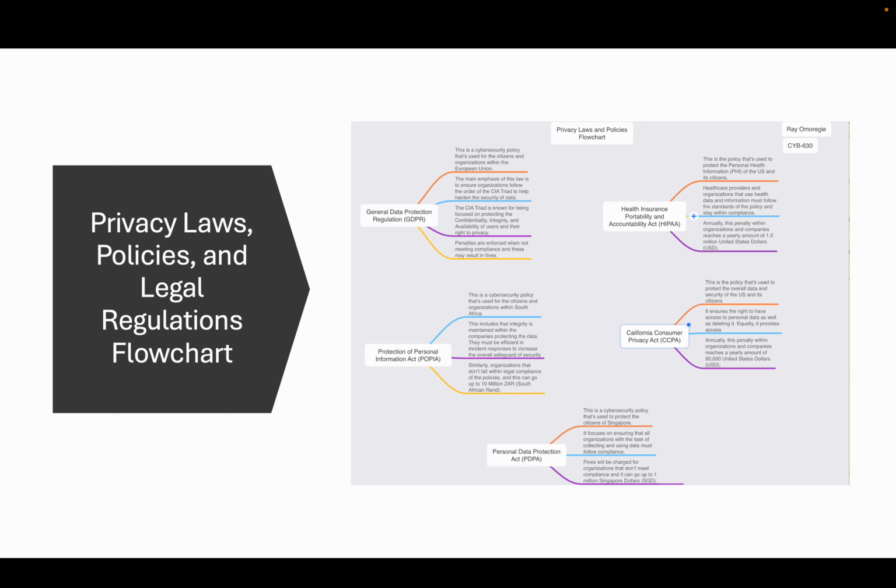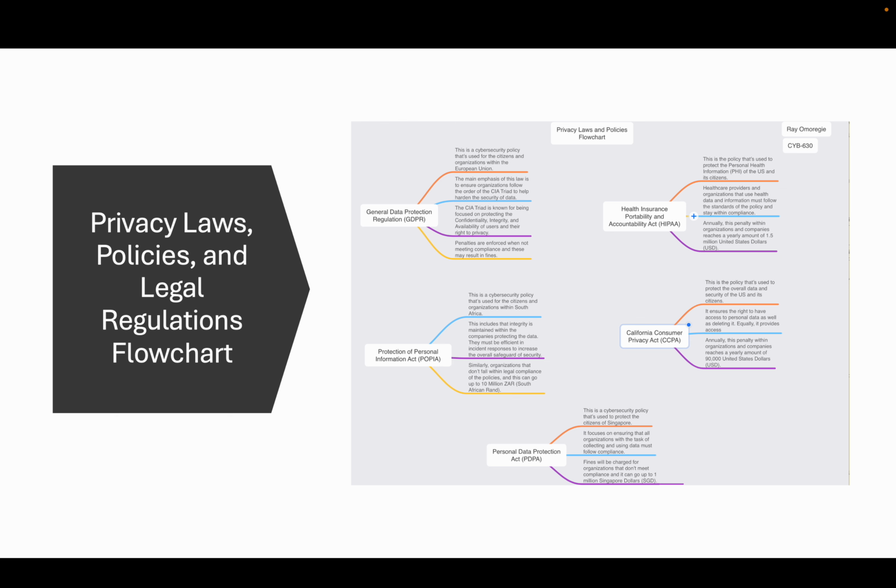So first we have the GDPR. This is the standard within the European Union, which is known to help protect the information of their citizens. It focuses on the CIA triad of confidentiality, integrity, and availability, to make sure that their data is secure, and so they have their own personal laws there. HIPAA is the policy used to protect the personal health information of the U.S. and its citizens, and it is enforced for healthcare organizations as well as their workers, to make sure that everyone's information is safe.